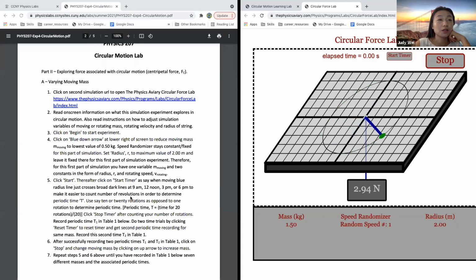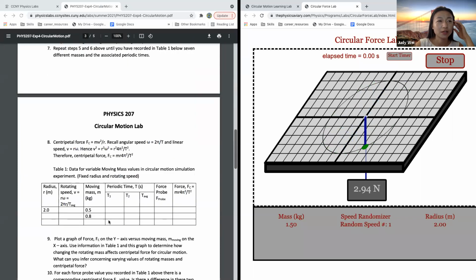And to count the numbers of revolutions in order to determine the periodic time T, you say 10, 20 rotations as opposed to 1 rotation to determine the periodic time. So basically, we count for 20 revolutions, and then we divide the time by 20. So this is the time spent on one revolution. Click stop timer after counting your number of rotations. Record periodic time T1 in table 1 below.